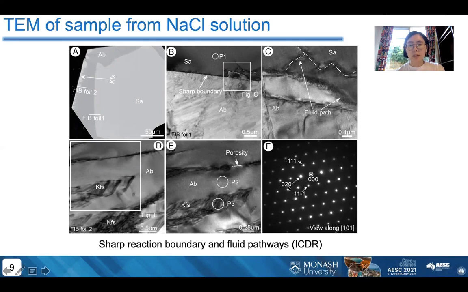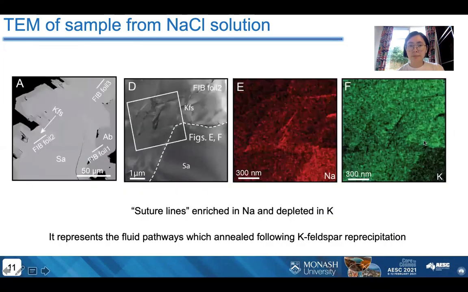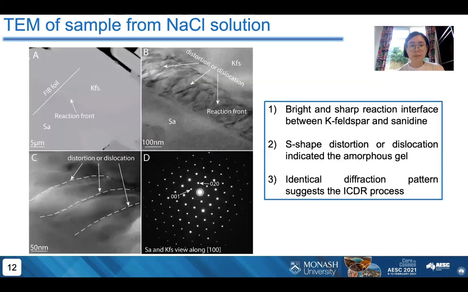Albite, K-feldspar, and sanidine all have an identical diffraction pattern, which is a feature of the ICDR process. Another sample from sodium chloride solution shows an amorphous phase near the reaction interface that is characterized by enrichment of aluminium, silicon, and oxygen and depletion in sodium and potassium. A group of irregular lines is observed across K-feldspar, characterized by enrichment of sodium and depletion in potassium. It may represent the fluid paths which remain after precipitation of K-feldspar.